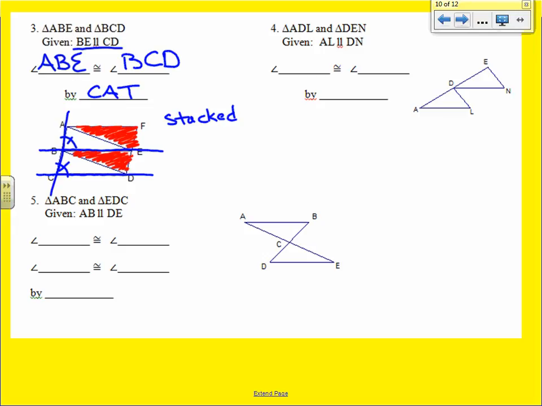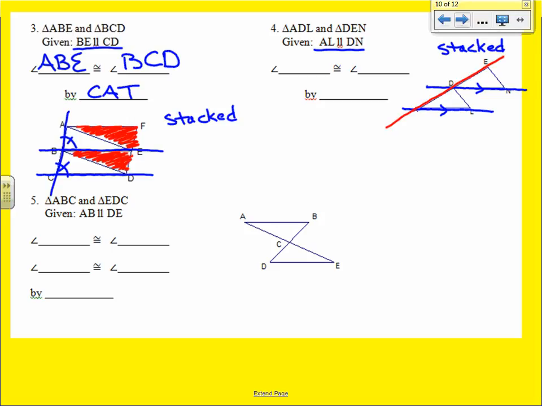Number 4, okay, you'll notice again, or at least hopefully you notice, that you have yet another stacked option. Usually that's a dead giveaway that we may have some type of corresponding angles in here. Well, let's see what the given information tells us. We have AL parallel to DN. Those lines are never going to touch one another. So which line would we have for our transversal? Our transversal would be EA.